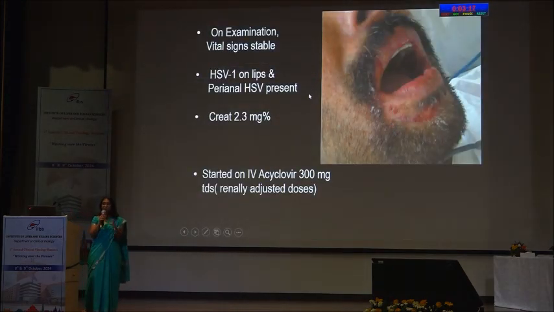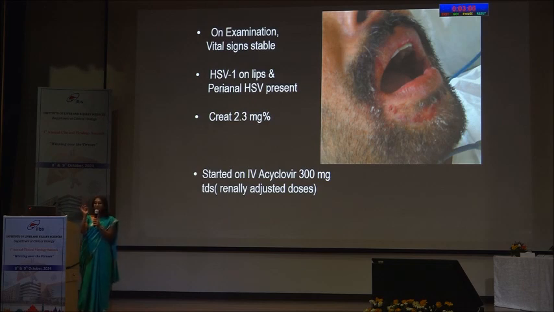Now in this patient, when we examined, examination is very important, the vital signs were stable, but this is the clinical examination of the lips. There were vascular lesions here on the lips, as well as the patient had perianal HSV. So this patient was presumed to be having HSV encephalitis, and IV acyclovir was initiated, to which he responded.